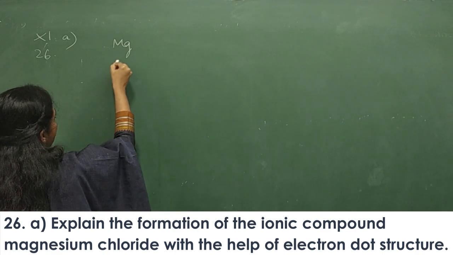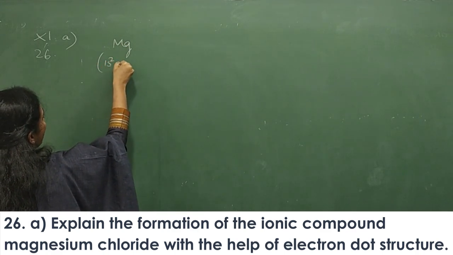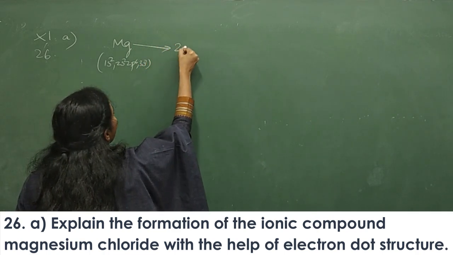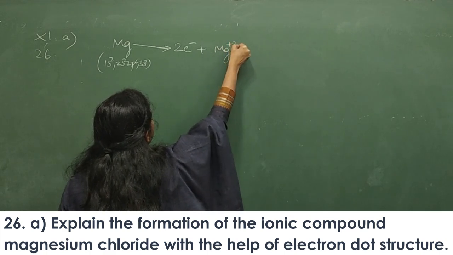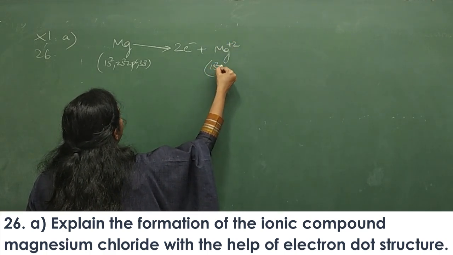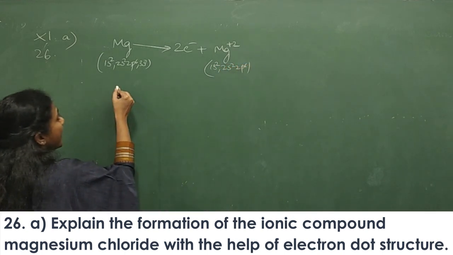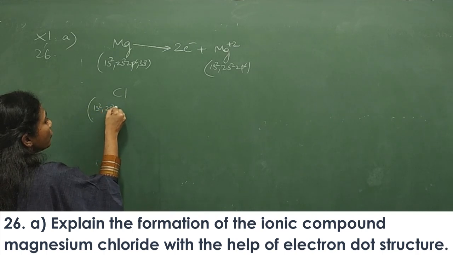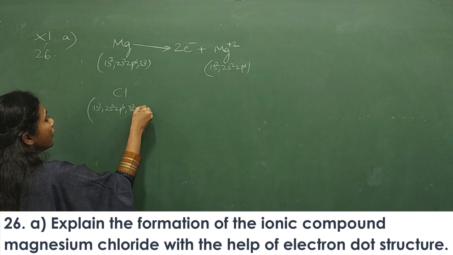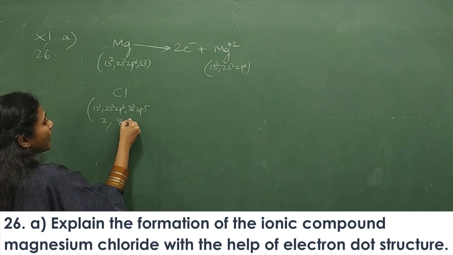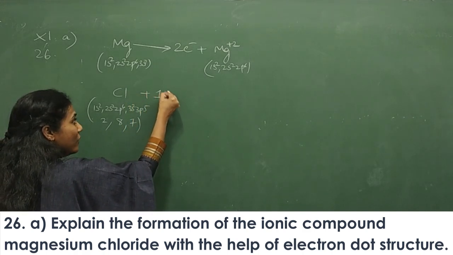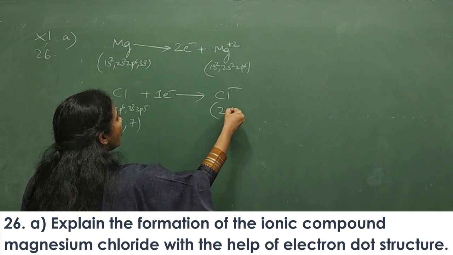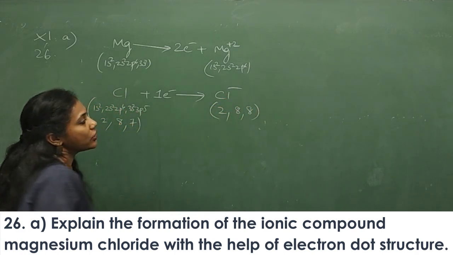What initially happens is magnesium, what is its electronic configuration? 1s2, 2s2, 2p6, 3s2, isn't it? So this magnesium will lose 2 electrons and you will get Mg2+ ion whose electronic configuration is 1s2, 2s2, 2p6. And next your chlorine, okay, which has an electronic configuration 1s2, 2s2, 2p6, 3s2, 3p5, or you can write it as 2, 8, 7, right? And this one will gain 1 electron during the process. It will get converted to Cl minus, which is in a stable form, 2, 8, 8. Now its electronic configuration is 2, 8, 8.